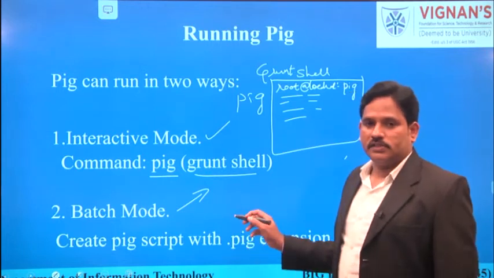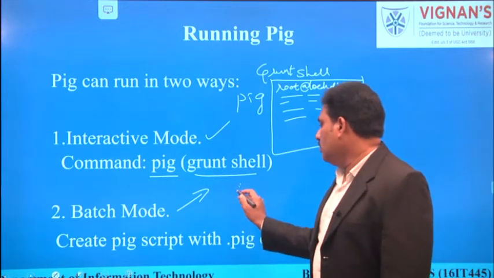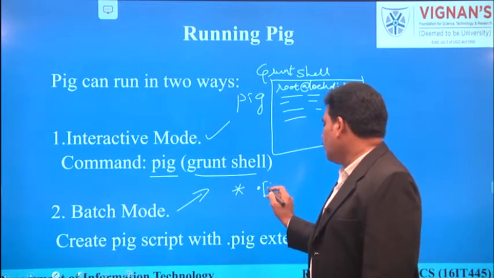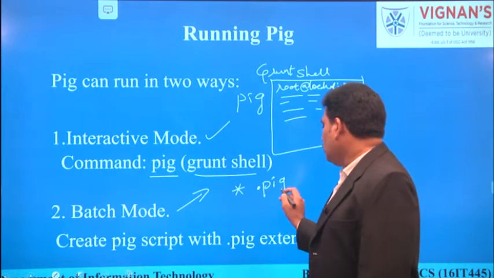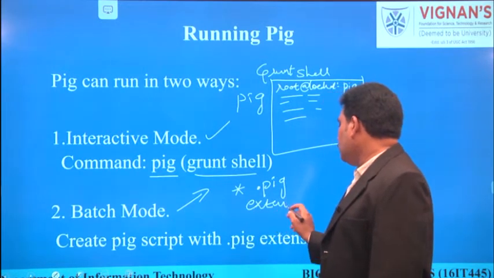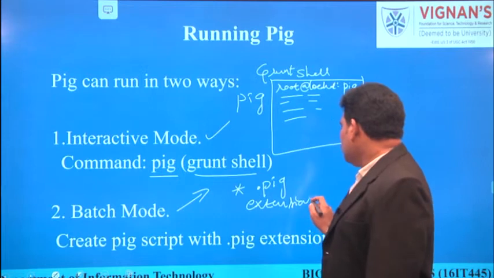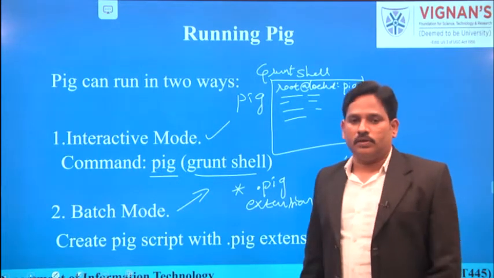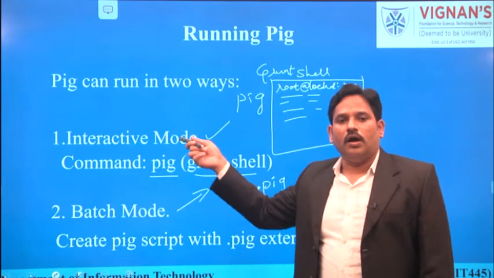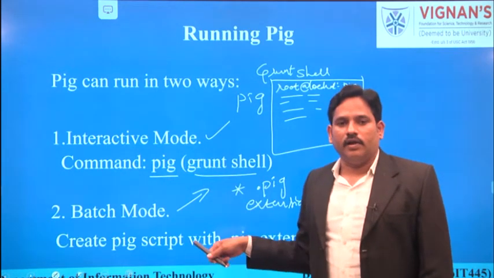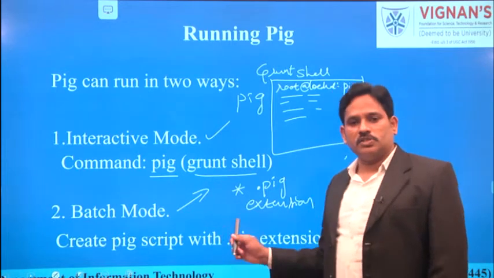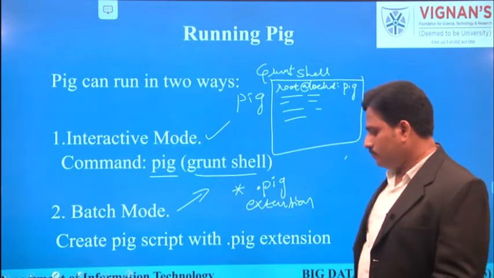create Pig scripts with an extension called .pig. That means initially we have to create Pig files with the extension .pig. Once these files have been created, they can be used to run in the Pig environment. Either we can directly write the program in interactive mode, or an already declared file can be used in batch mode. The file extension must be .pig.